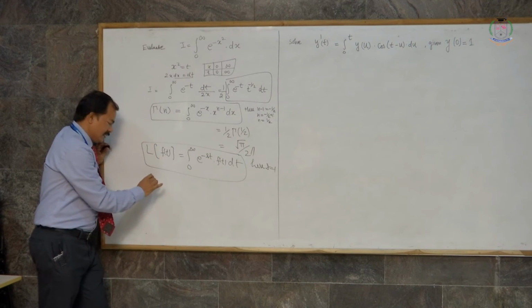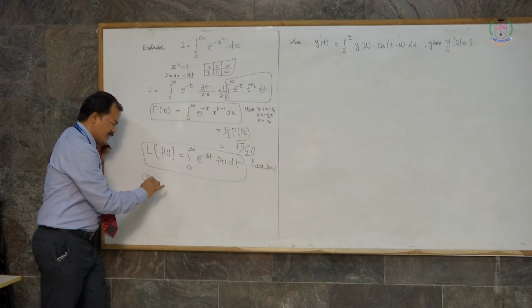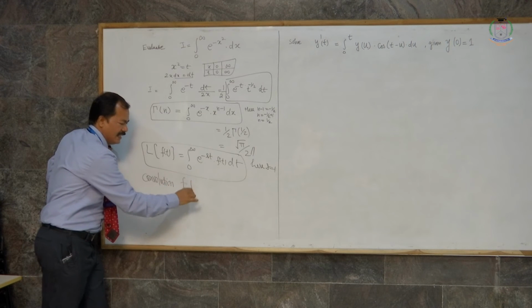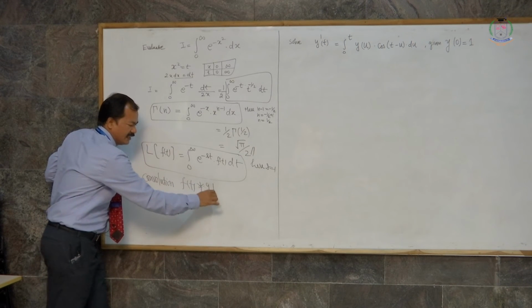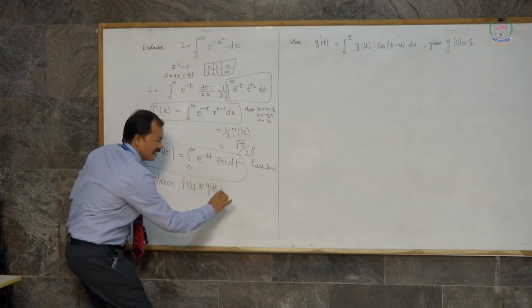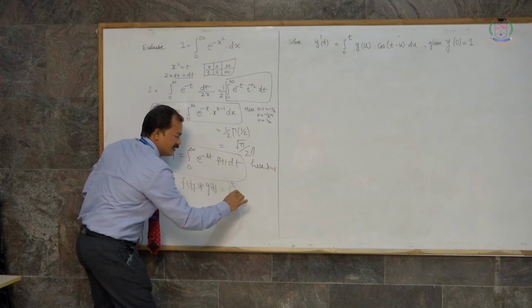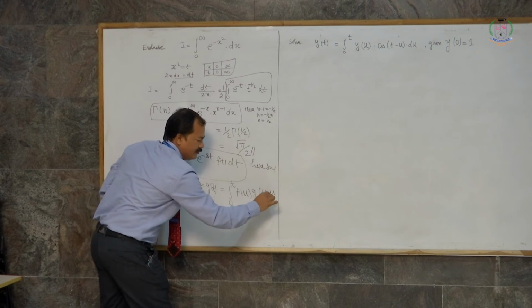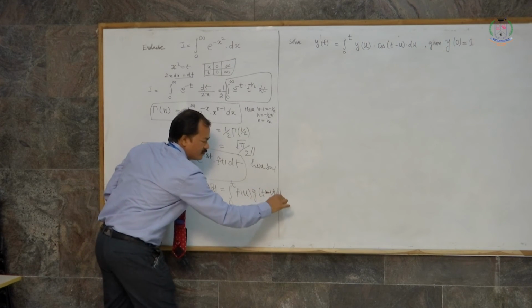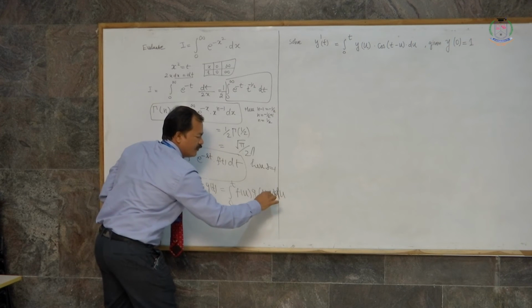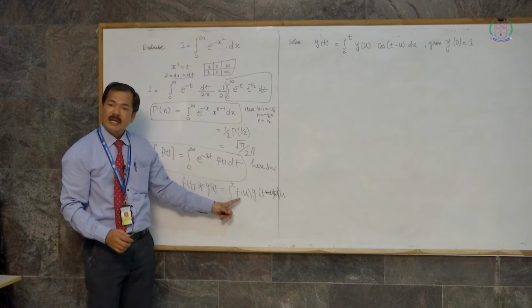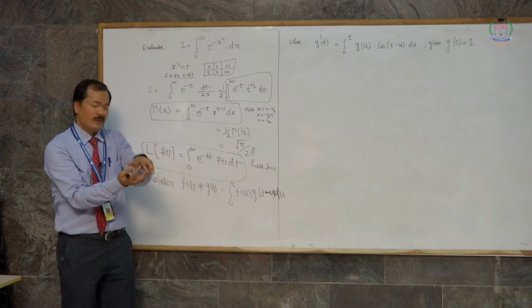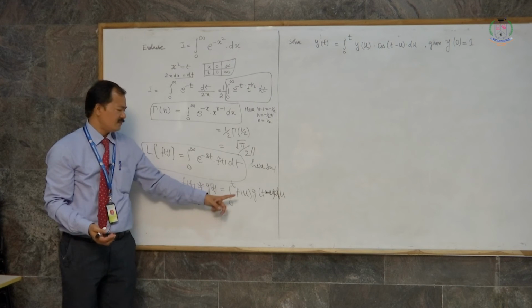Convolution definition. The convolution of two functions, let us say f of t convolutes with g of t, is defined as the integral 0 to t f of u into g of t minus u into du. Actually, it is a superposition of two waves f of t and g of t at t equal to u.